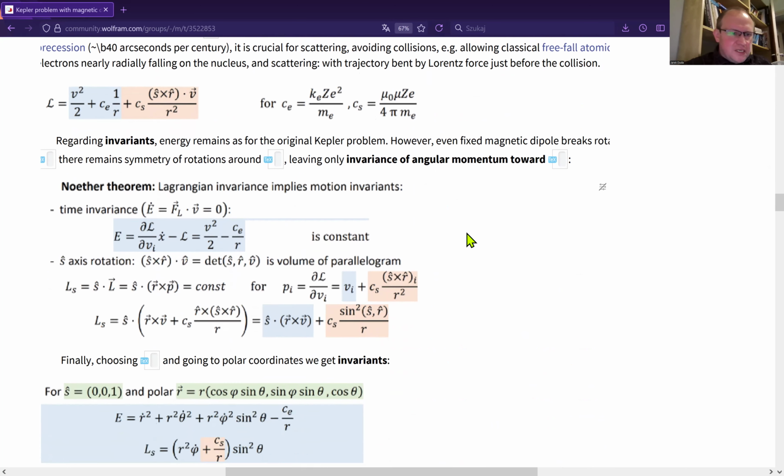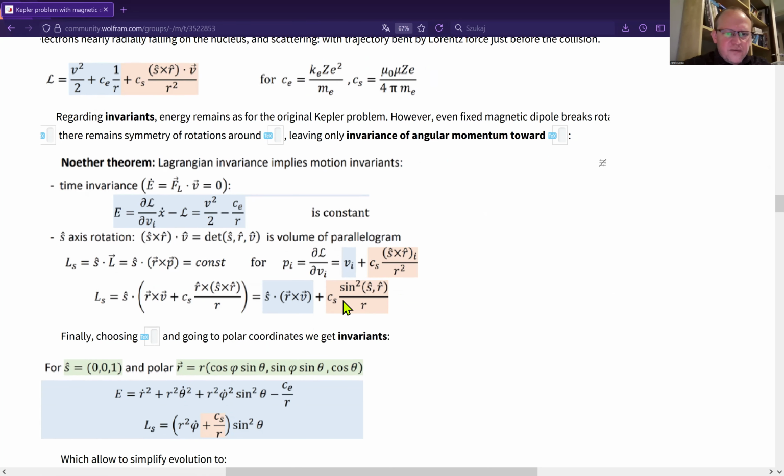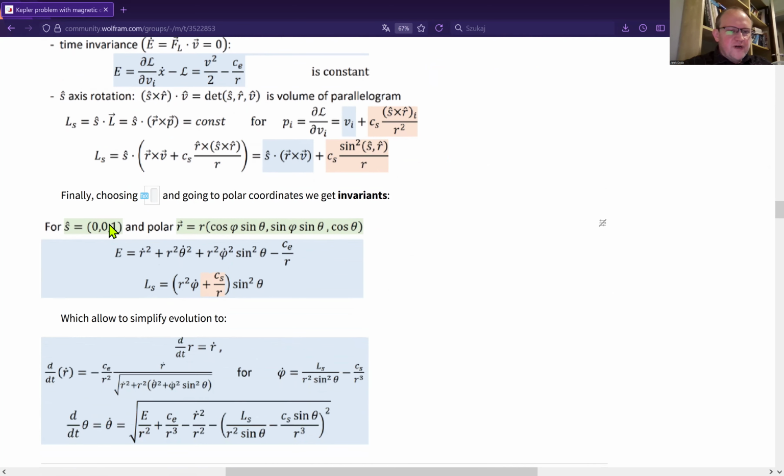Okay, so here is the Noether theorem. Still, the energy is conserved, given by this formula. However, there is a problem with this rotational symmetry because we have the spin now. We have one directional spin. So now there is no longer symmetry for this rotation, but there is still rotation symmetry for the rotation around the spin. So only one angular momentum survives, and it's given by this formula. So this is conserved.